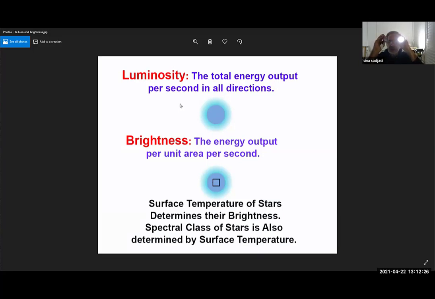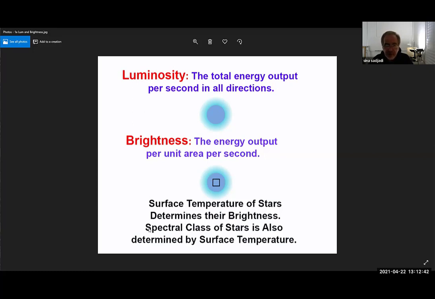So things that are really, really hot are really, really bright. We say the surface temperature of the stars determines their brightness. So a star that is 10,000 degrees is going to be brighter than a star that is 2,000 degrees, like that.